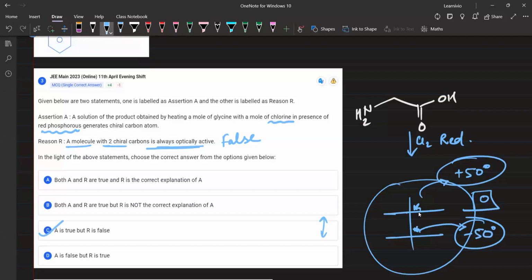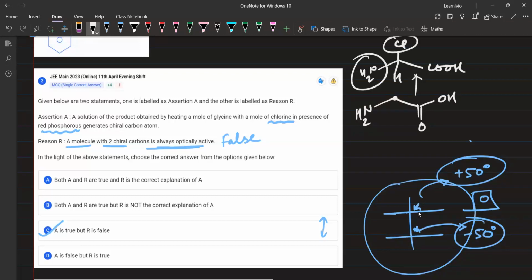Okay? Now, what type of reaction happens here when we react this with chlorine? Please see. Here we have 2 hydrogen atoms. One of the hydrogen atoms is converted to chlorine. So you'll have everything as it is. You have COH. Here we have NH2, and this hydrogen atom will get a chlorine. So now you can see that this is a chiral carbon. Here we have NH2, here Cl, here COH, and here hydrogen. So this first statement is true.